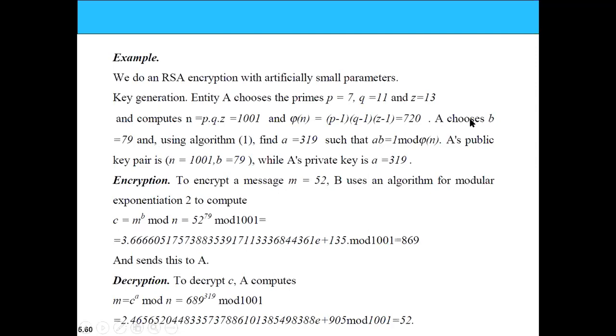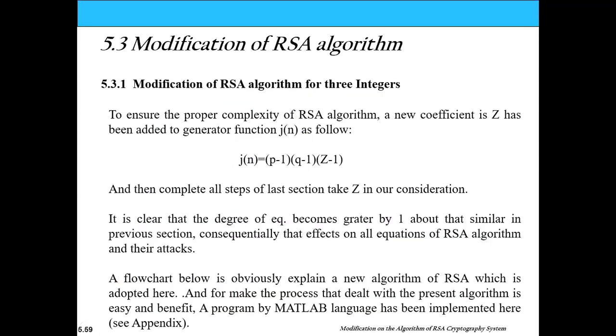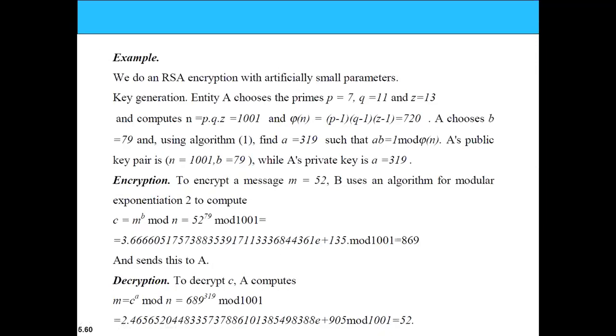It means, as in previous classes, if you see over here, this is basically your E, and A is your D, if I use the same symbols as I used in my previous lecture. So you can replace B with E and A with D. I just elaborate this example with A and B. So A times B is congruent to 1 mod phi of n.